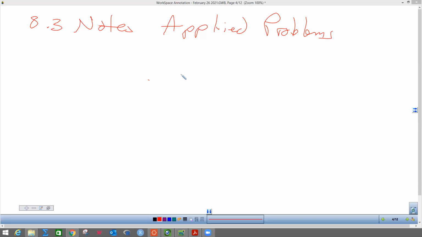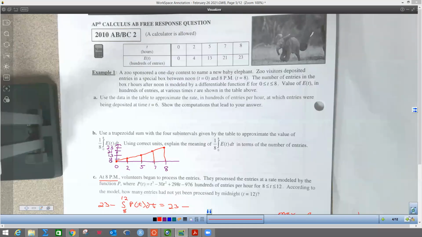All right, so we're going to do a couple of actual AP questions from the past. It tells you what year they were and what they did, and you're going to see some like this on the AP test. They're not going to be just like this, but similar. So this one is from 2010. It was both on the AB and BC because all of the AB stuff you do again in BC.